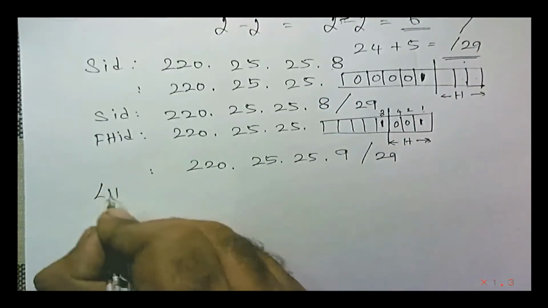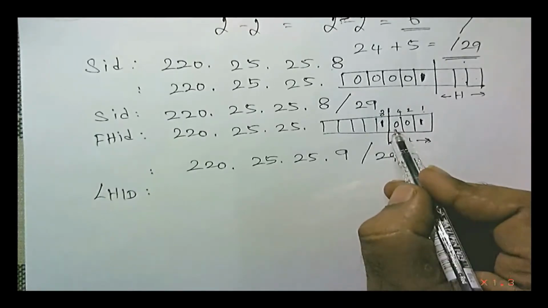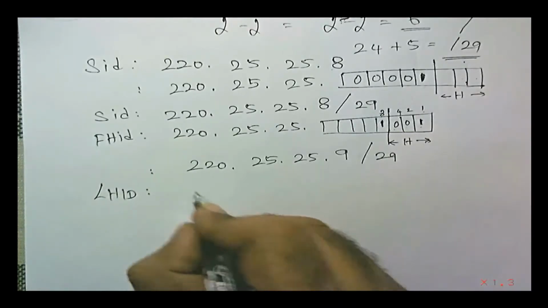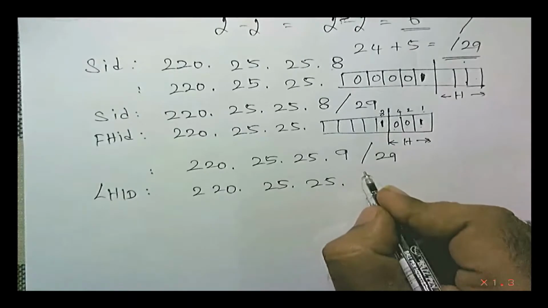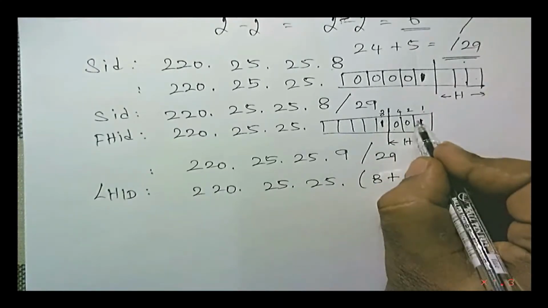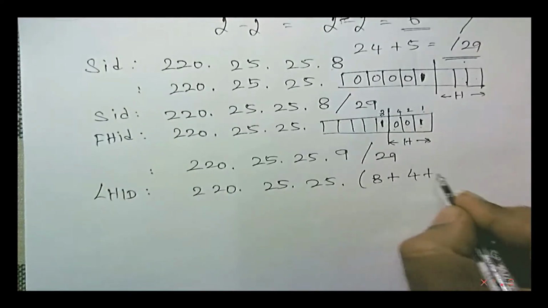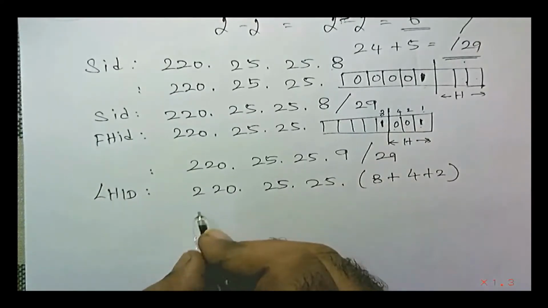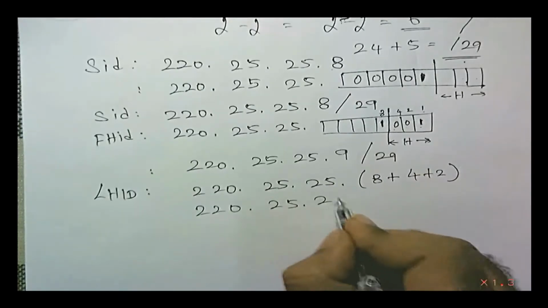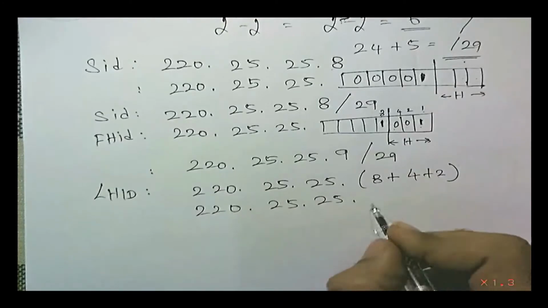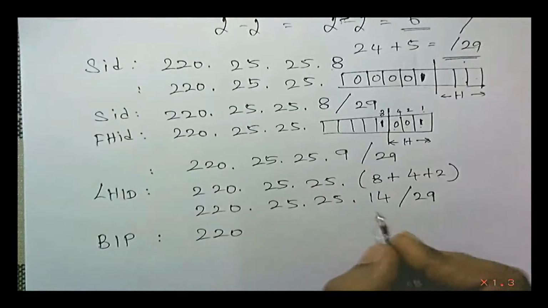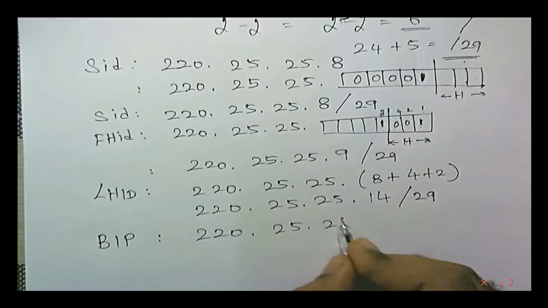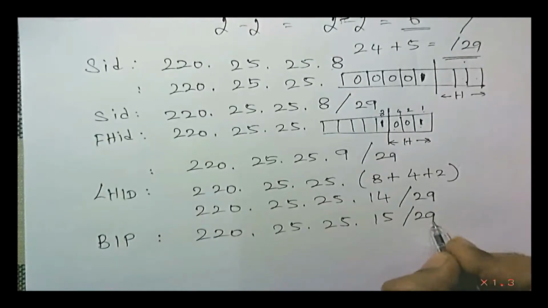Now I'm going for the last host ID. The formula here is you have to make everything 1 except the last bit 0. So in that case 220.25.25, here 8 is there. I just keep 8. You have to make everything 1 except the last bit. So 4 plus 2. So this is equal to 220.25.25, and 8 plus 2 is 10, 10 plus 4 is 14. So 14/29. Then the broadcast IP address is naturally going to be plus 1. So 220.25.25.15/29 is going to be the broadcast IP address.